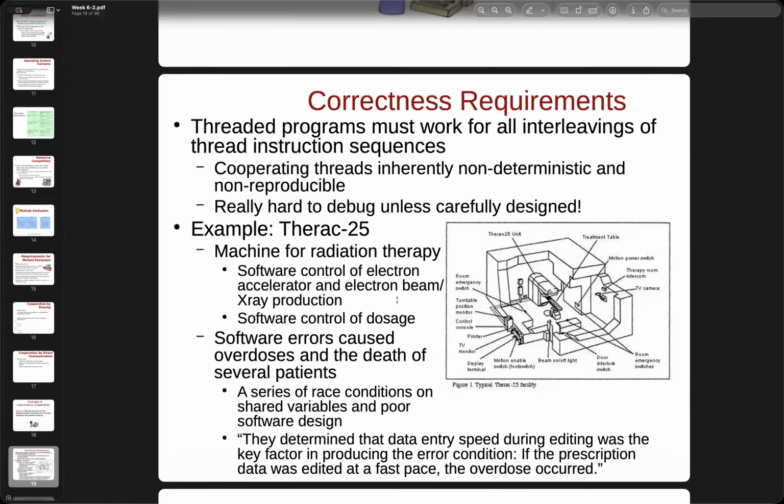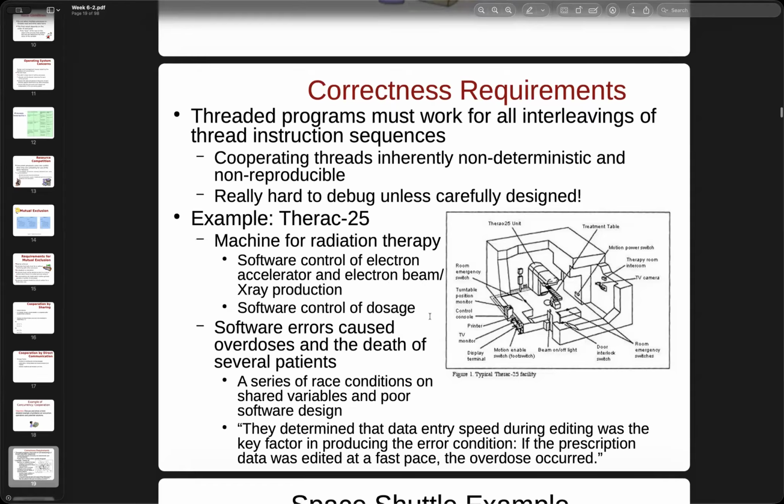One example is a machine, a radiation therapy machine, where the software needs to control the electron accelerator, electron beams and X-ray potential. The software controls the dosage. If the software has errors, it can cause an overdose and the death of several patients, which is really possible. A serious race condition on a shared variable or poor software design will cause a system error. They determined that the data entry speed during editing was the key factor in producing the error condition.